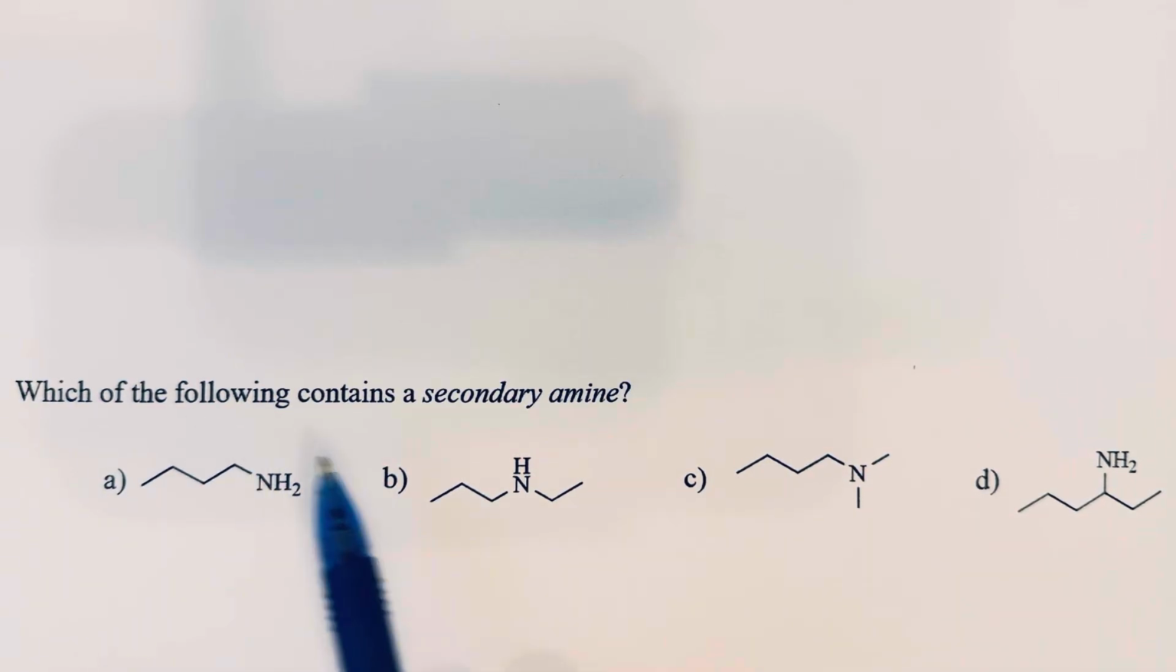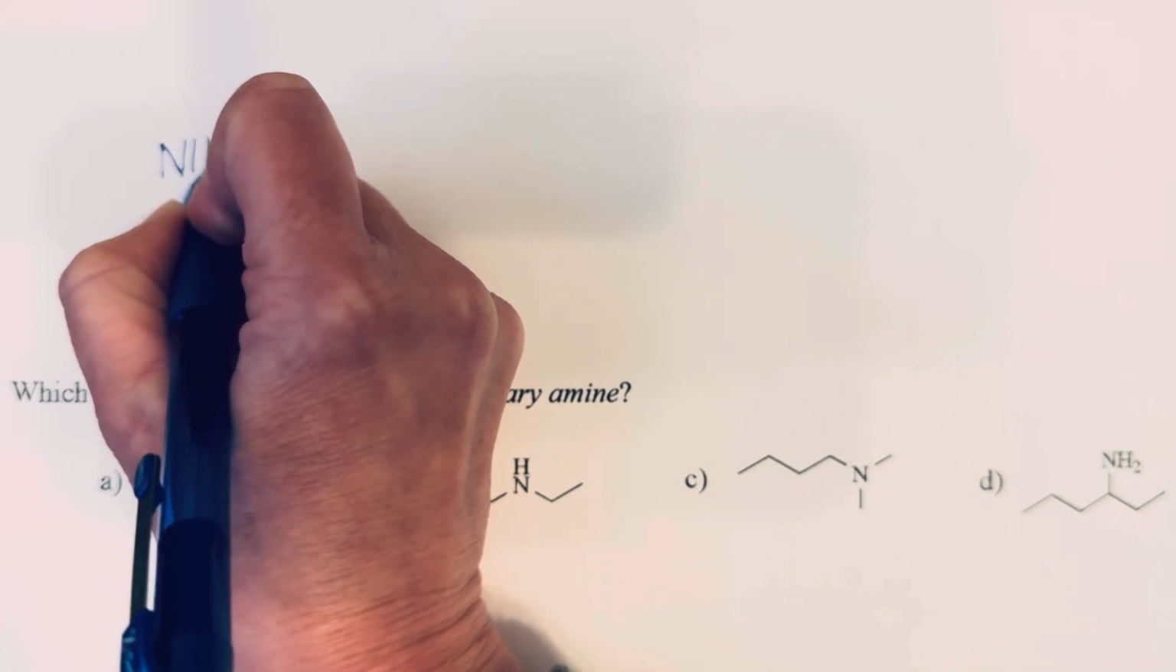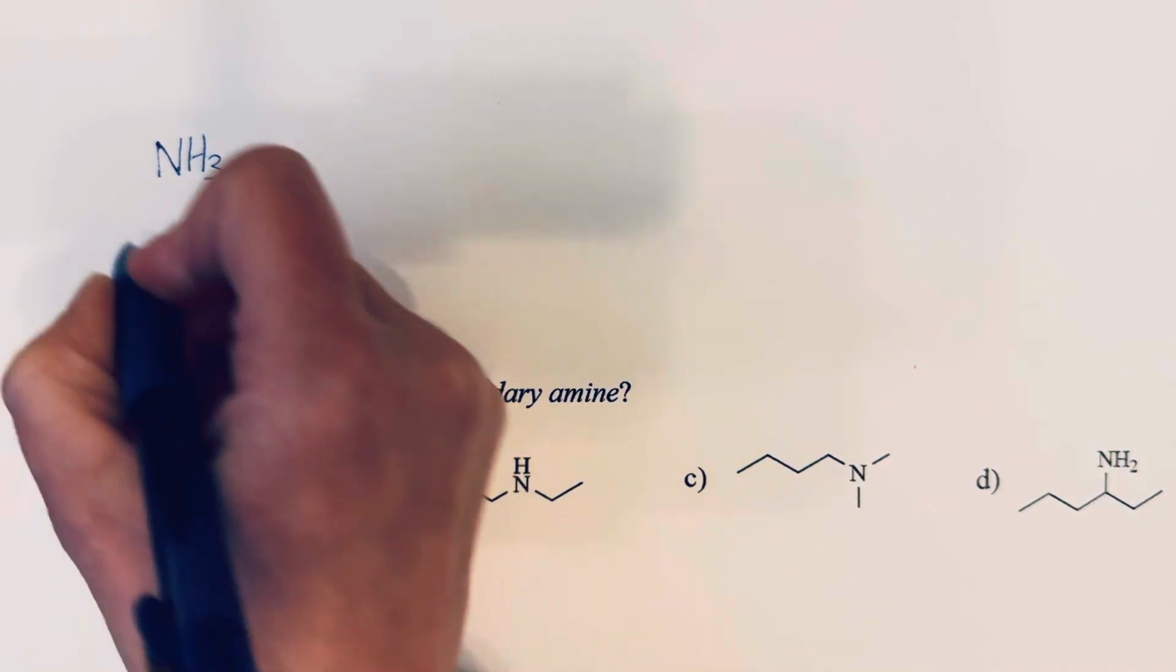Which of the following contains a secondary amine? So in order to approach this problem, we need to make sure that we first understand a little bit of terminology. The simplest amine compound that we could have would be NH3, or ammonia.